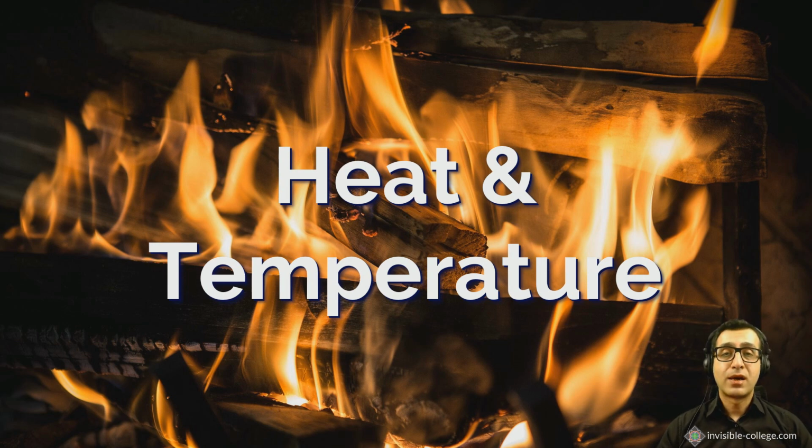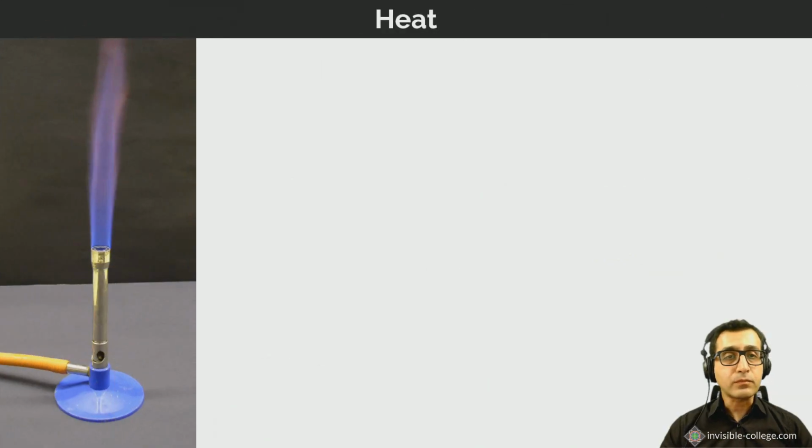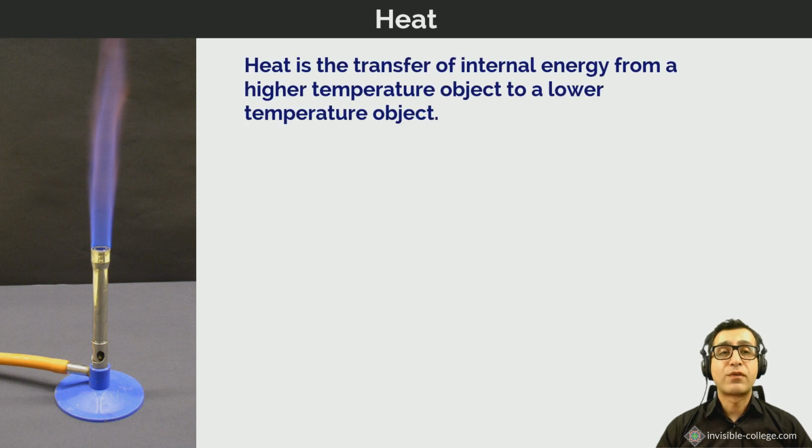So let's start with the concept of temperature, or rather, let's start with the concept of heat. Heat is generally defined as the transfer of internal energy from one object at a higher temperature to another object at a lower temperature. The term heat requires us to understand what we mean by temperature, because it is usually defined in terms of temperature. At least that is the way the definition for the term heat appears in GCSE specifications. Heat is the transfer of internal energy from a higher temperature object to a lower temperature object.